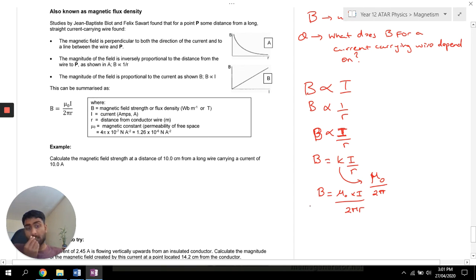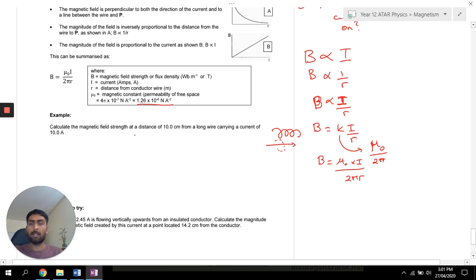Anywho, so that's what it is. The permeability of free space, or magnetic constant, is given here: 1.26 times 10 to the minus 6. So let's do a quick example. This is only to be used for a single current carrying wire. This formula can't be used for a solenoid because that's a coiled wire. That's different. So this can only be used for a straight wire, to find the magnetic field around it.